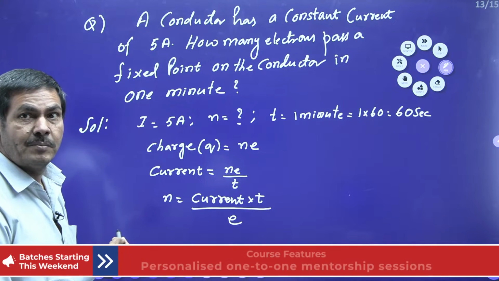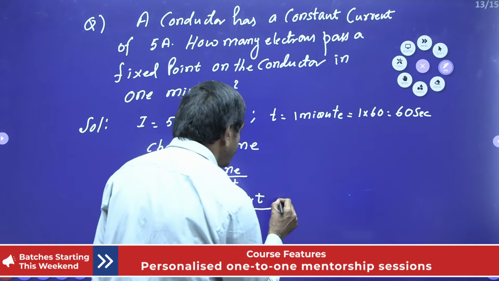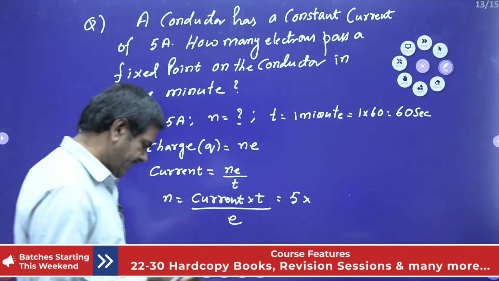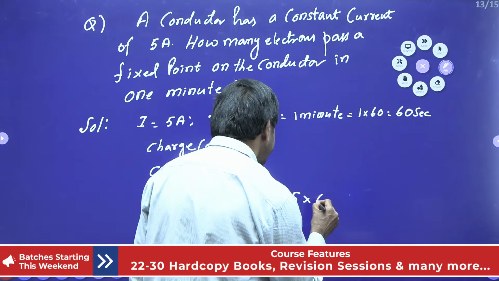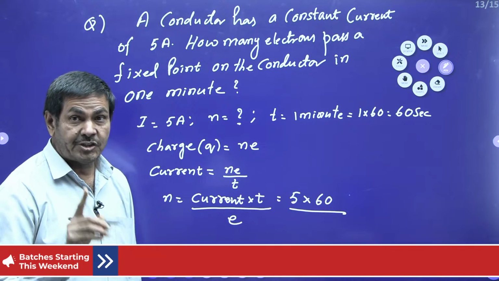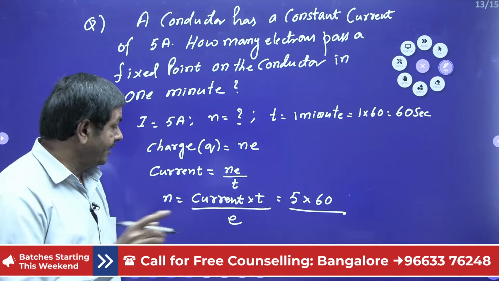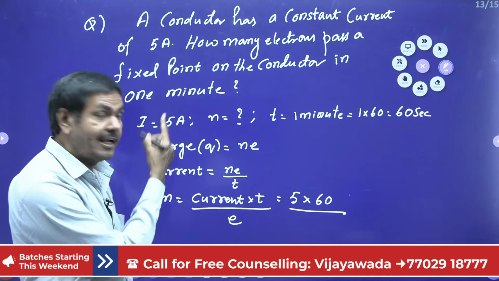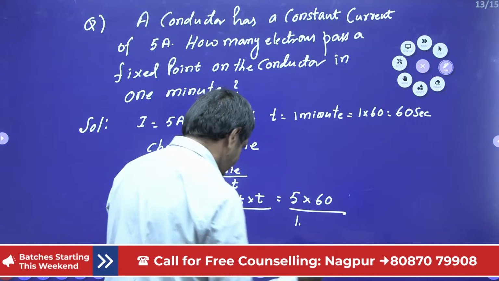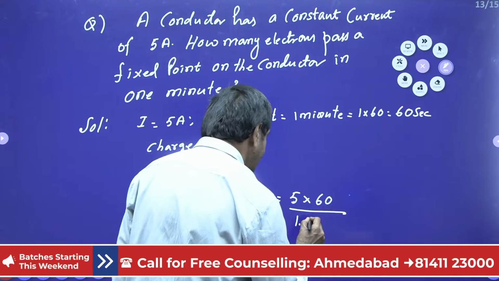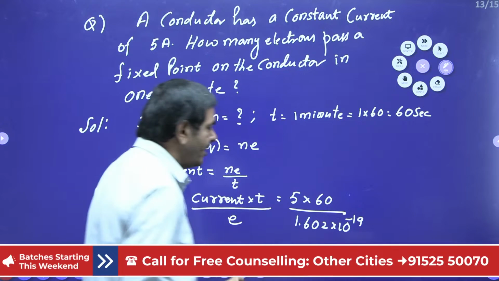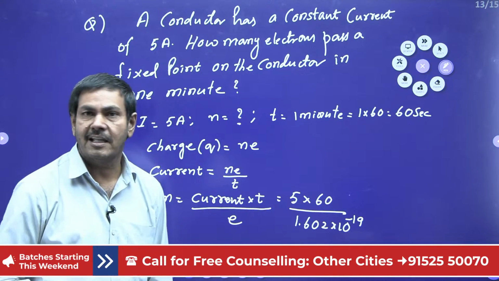Current is given in the problem. How much is it given? 5 amperes only. I can put directly 5 amperes. The time is given. How much? 60 seconds it is given. I can put directly 60, divided by E. The charge of the electron, we have to consider in magnitude only. If I take the minus sign of E, then the N value becomes negative. That is why in magnitude E is required: 1.602 into 10 power minus 19. Everybody knows 1.602 or 1.6 into 10 power minus 19 is also accepted.